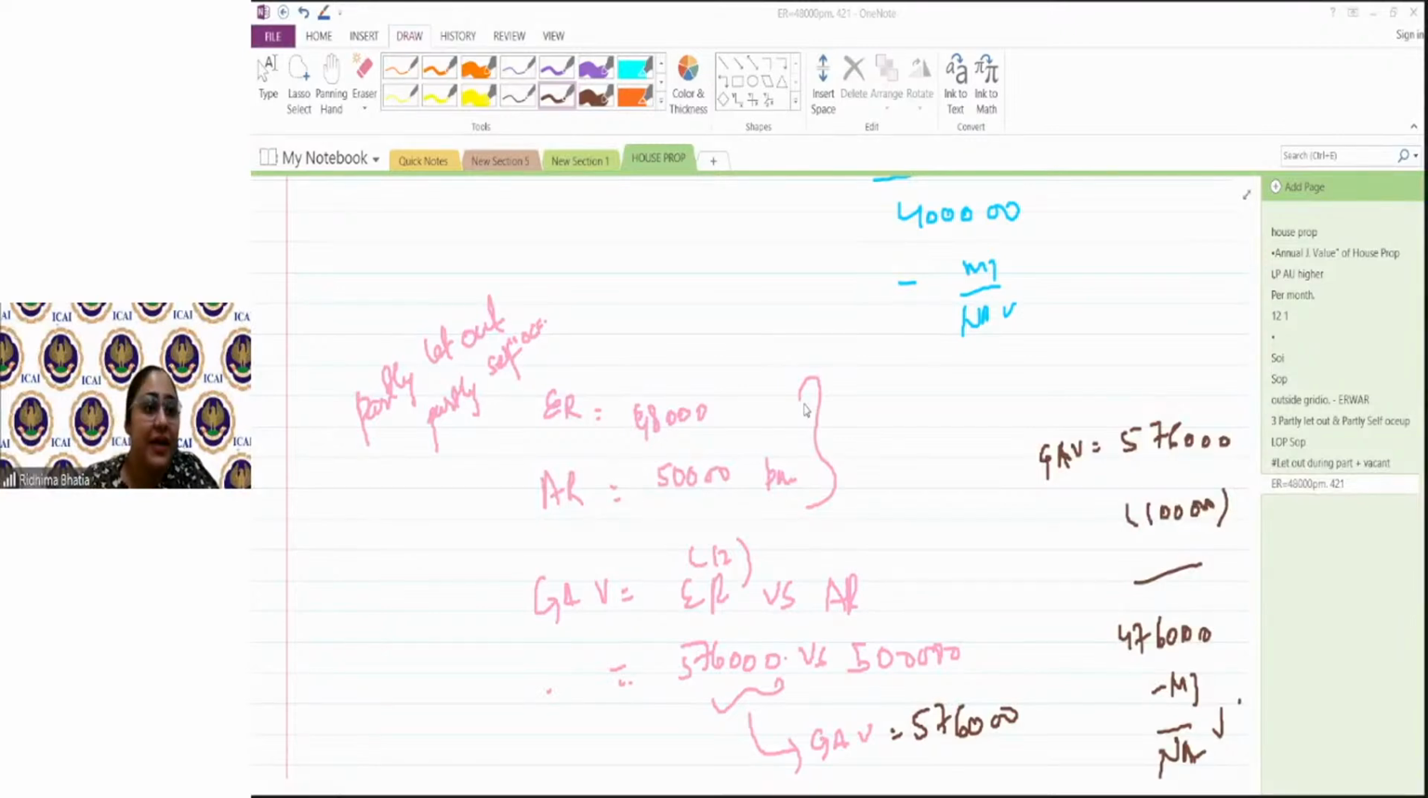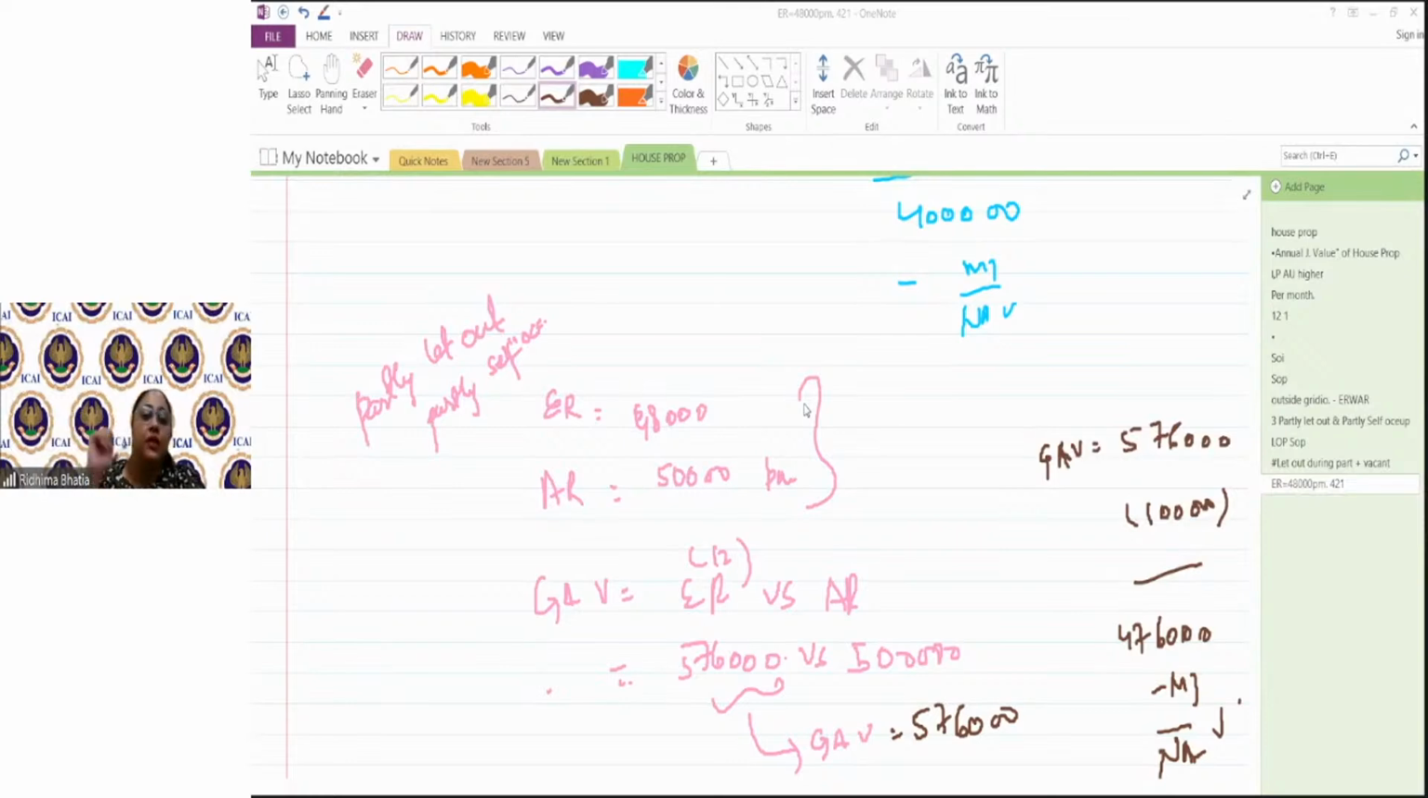वहाँ पे please expected rent को do not take it for the tenancy period to compare. Take it for the entire year compared with actual rent for the tenancy period. In case of self-occupied and partly let out में GAV would be the higher amount.